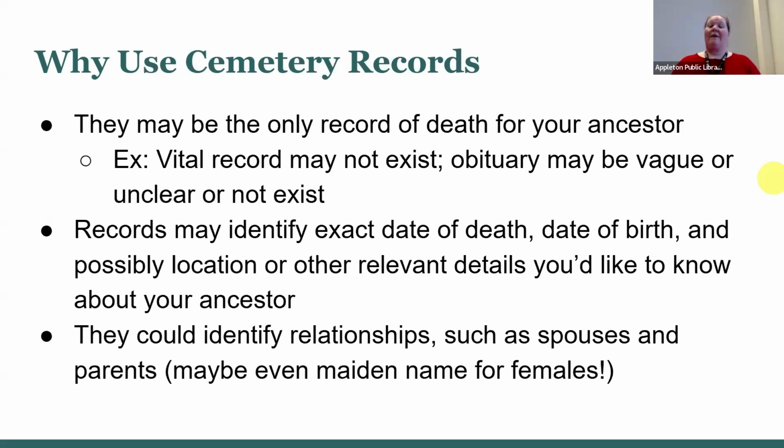Or if you have something like an obituary on that person, it might be vague on when they died or unclear, or maybe you can't even find an obituary depending on the time period. So those cemetery records might shed light on exactly when your ancestor died. The cemetery records might also identify that exact date of death, maybe even a date of birth of your ancestor, and possibly the location, or other relevant details about your family that you'd really like to know about that specific person. They can also help us identify relationships, which is really important in our genealogy. Like you could figure out who somebody's spouse was, or the parents, or maybe even a maiden name for those female ancestors that maybe you've had a little bit of trouble finding their maiden name.